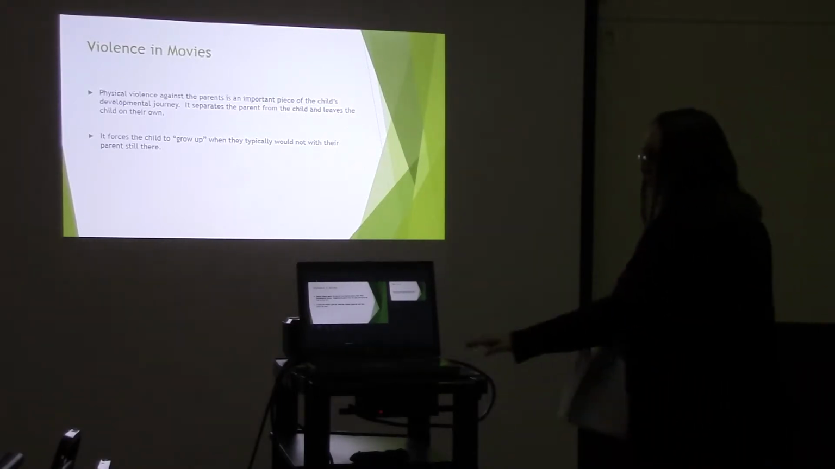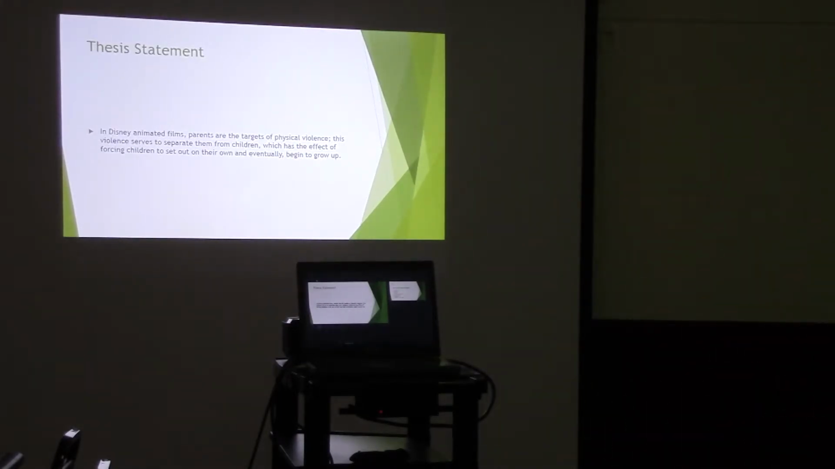Okay. So from here, I start to piece my thesis statement together. Now I will say this is rough, and I want it to be rough. It's fairly long, it can be condensed, but I want you to see how those pieces come together in a cohesive way. So my thesis at this point: in Disney animated films, parents are the targets of physical violence. This violence serves to separate them from children, which has the effect of forcing children to set out on their own and eventually begin to grow up. So this is simply so you can see how the limited topic, the controlling idea, and the so what all come together into a single sentence, albeit a rather lengthy single sentence.